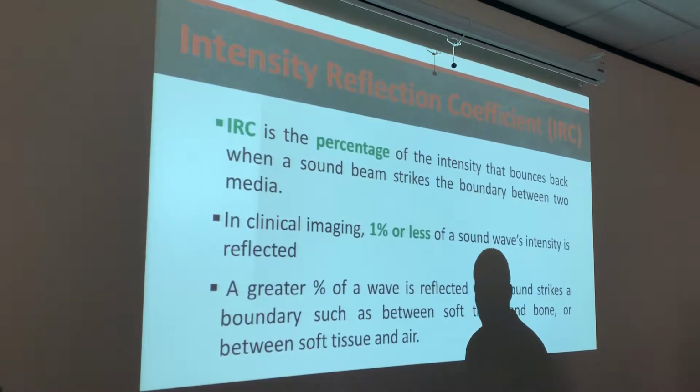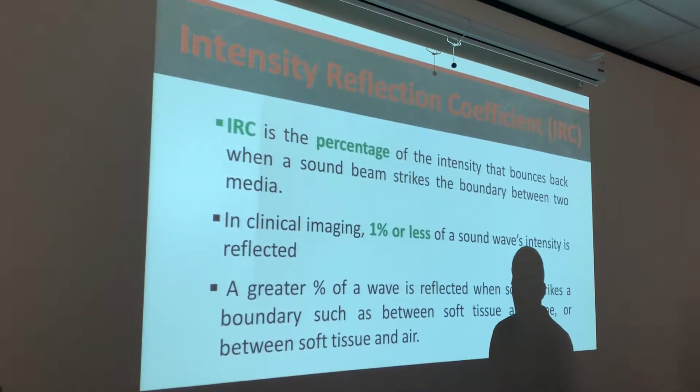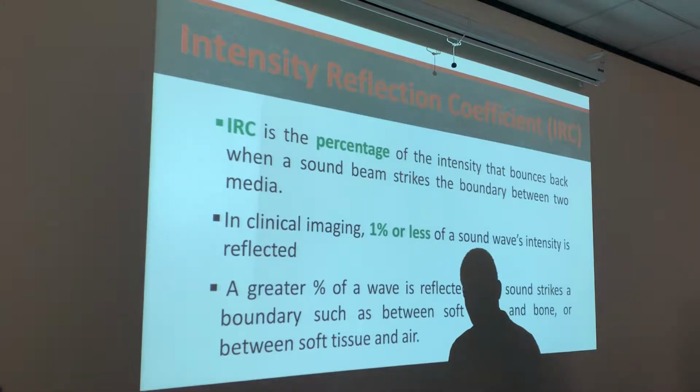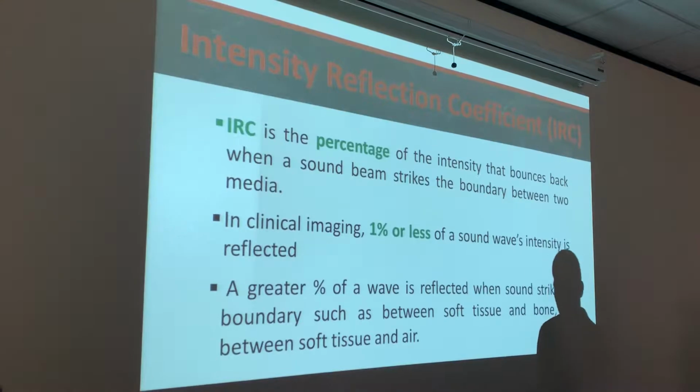Okay, so we have a soft tissue to fat interface. Yeah, we're going to get a reflection, but it won't be an intense reflection, just because their impedances are very similar. Okay? Remember, impedance has to deal with the resistance to sound traveling in that medium.